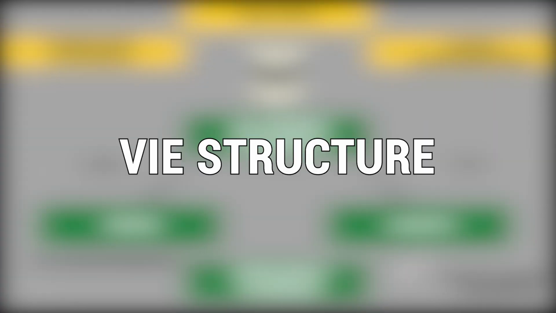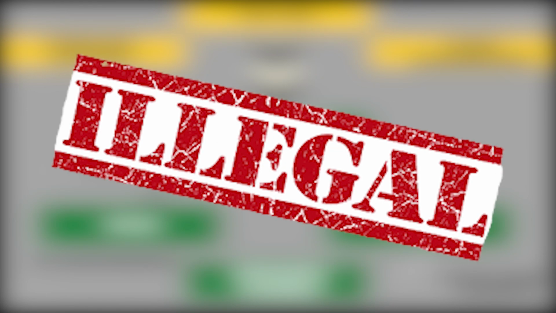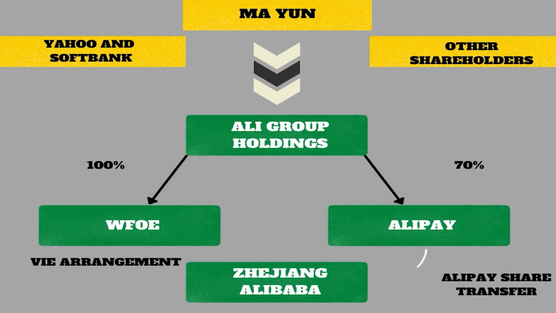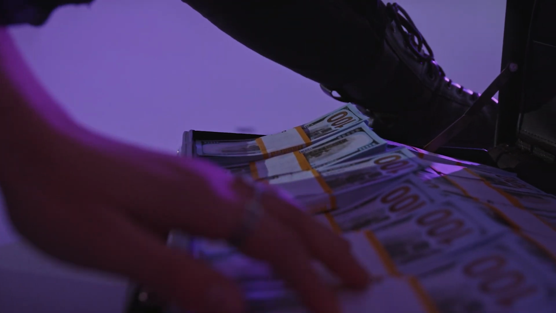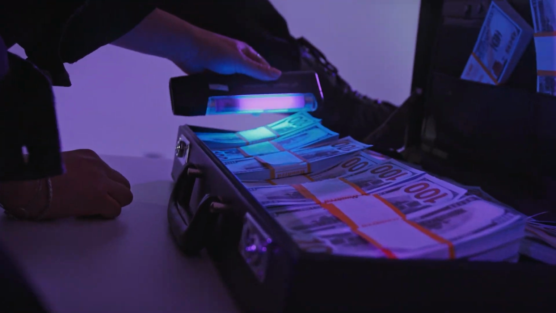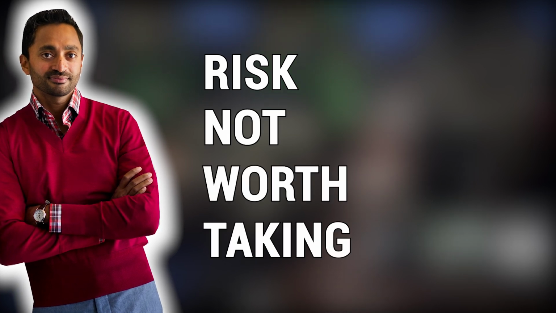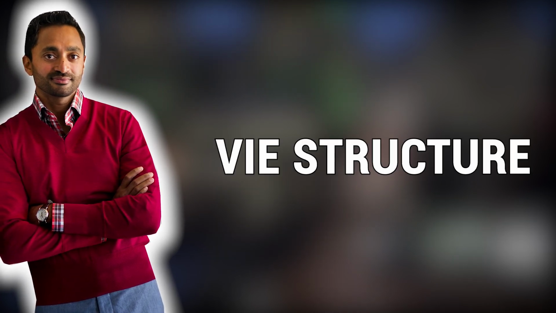First of all, the VIE structure is technically illegal, as it is just a loophole so that foreign investors can own equity in China. Because of that, China may declare that VIEs are illegal at any time. Chamath believes that investing in China is a risk not worth taking because of the VIE structure.